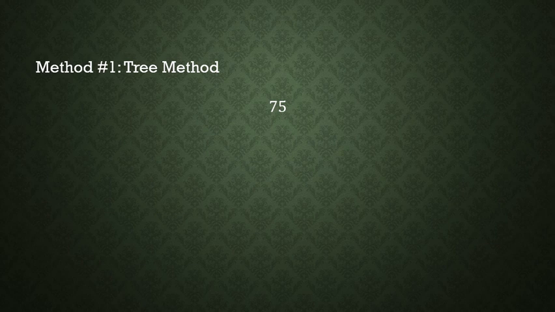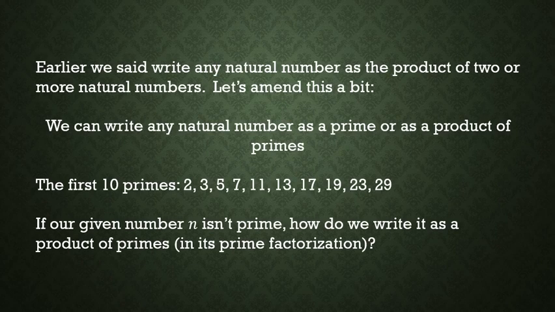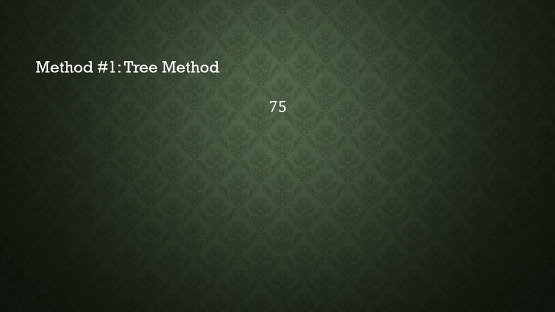So I look at 75. If I try to divide it by 2, I am not going to get a natural number as a result. So I'm going to go to my next prime up. I'm going to try 3 here. 75 divided by 3 does give me a natural number. It gives me 25. So I'm going to create some branches off the top here. I divided that 3 out, and that got me 25 left over.